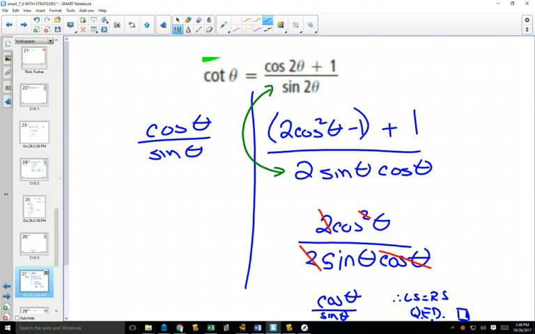The other ones would have worked. They just would have taken a little bit longer, because eventually you'd have to change a sine squared to 1 minus cos squared or something like that to make it work.